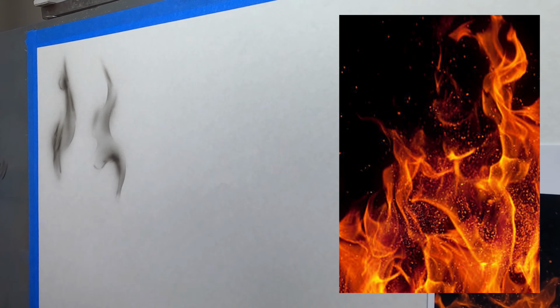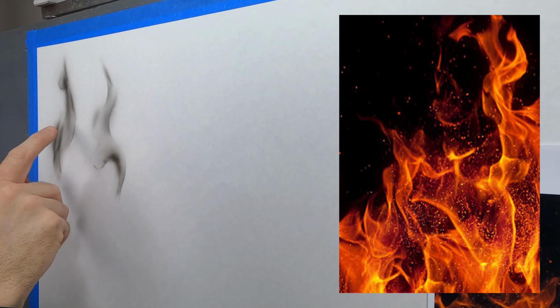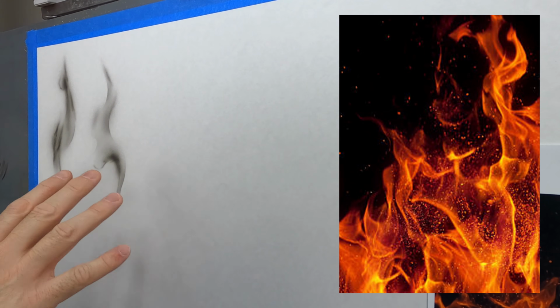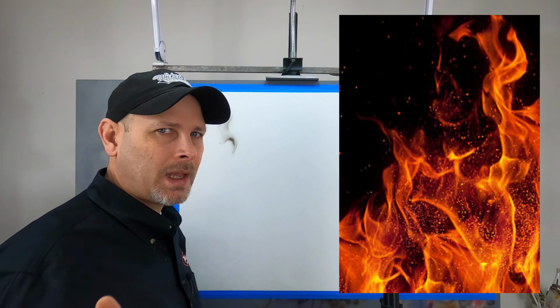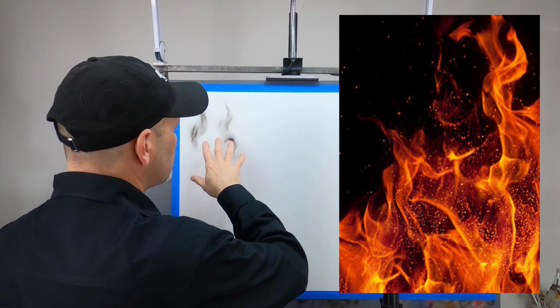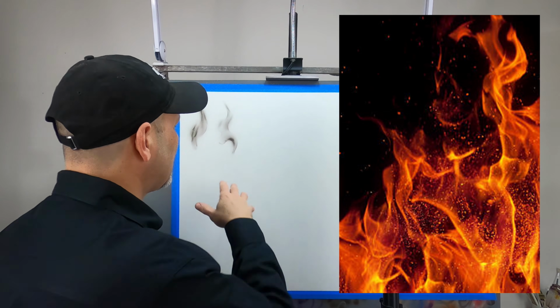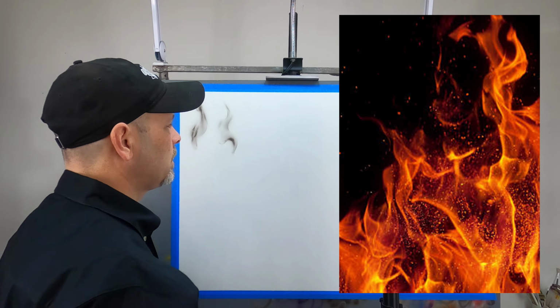So this particular flame lick doesn't really look anything like this one, and it doesn't really look like the flame lick in the reference image. Again, you don't have to paint it exactly as you see it. This is just an idea. I'm using the reference as an idea for what I want to create.